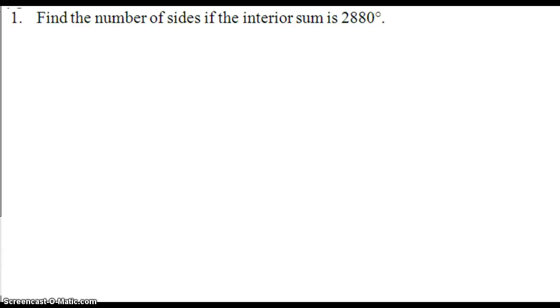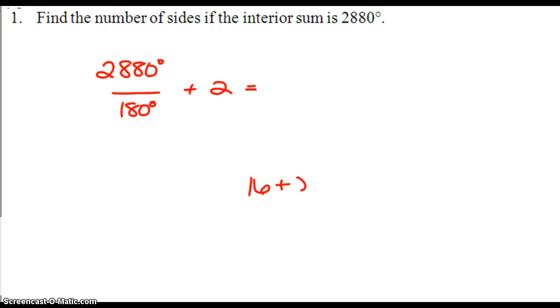Okay, this is the answer key for review number 2 for your test. We have an interior sum of 2,880 degrees. We need to figure out how many triangles are contained within that shape, and then we need to add 2 back for those number of sides. All right, so that gives us 16 plus 2 is 18 sides.